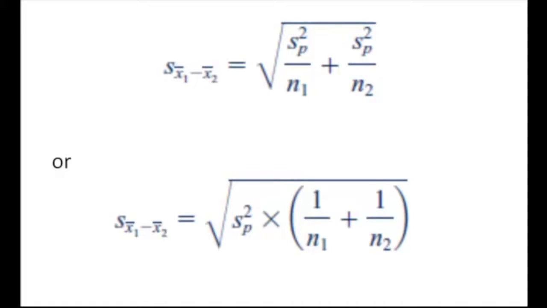If we increase the sample size for one group, the standard error decreases. But it will only affect one part of the standard error. Ideally, you want both n1 and n2 large.